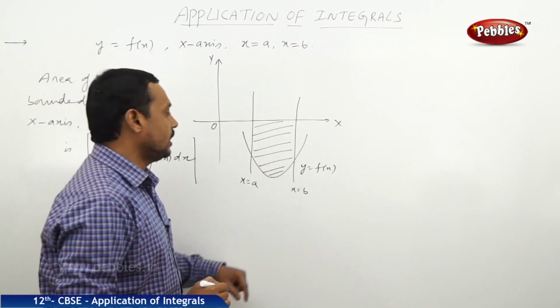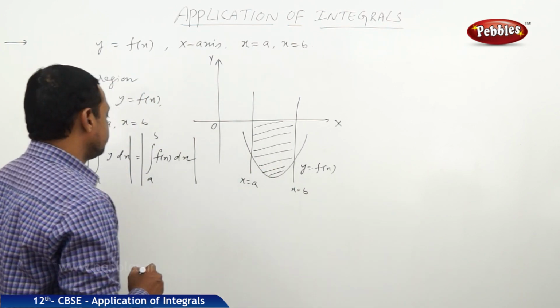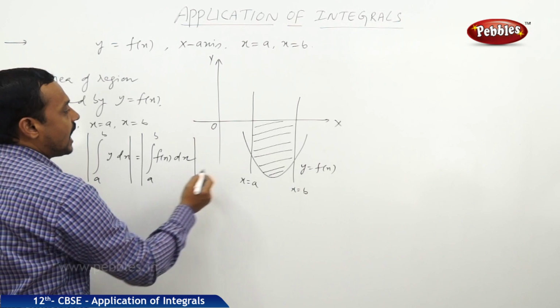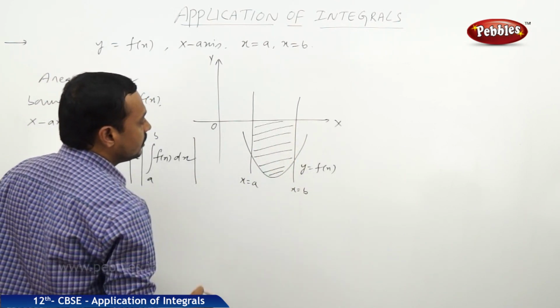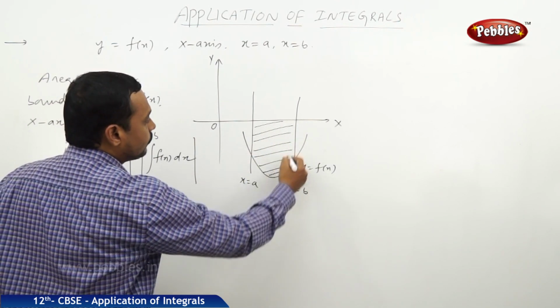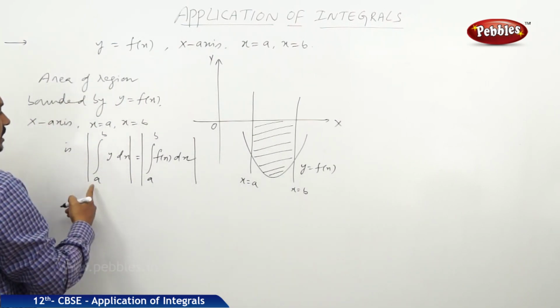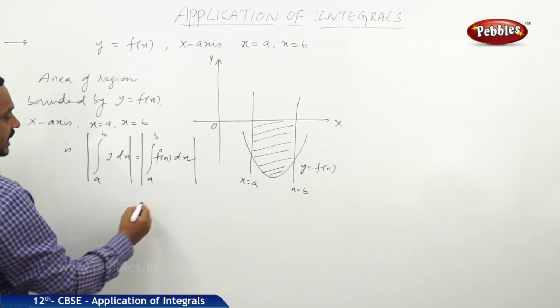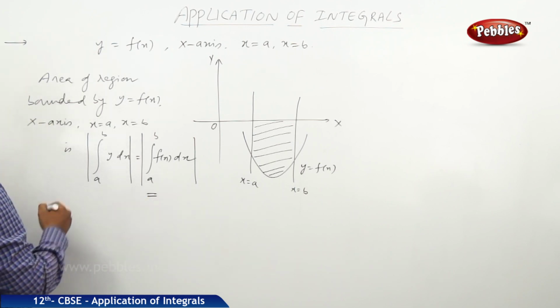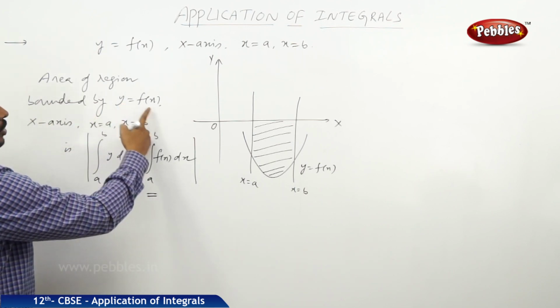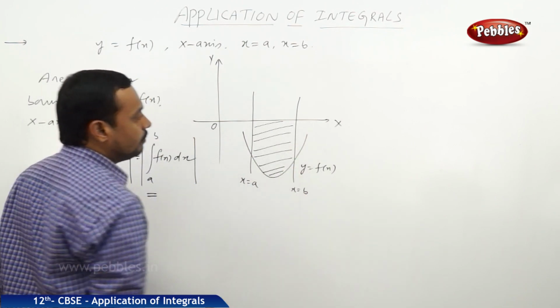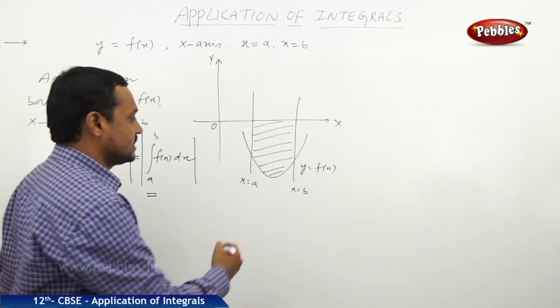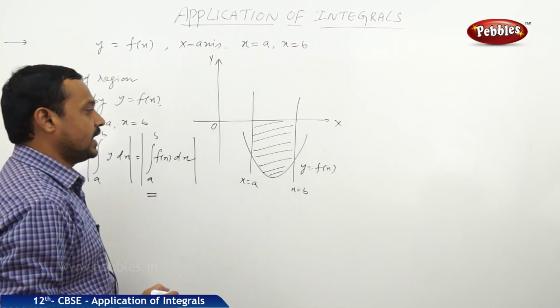Numerically the area is the same. So consider the absolute value of this integral, that is, modulus of integral a to b f of x dx. Now this is the area of the region bounded by the curve when the graph is completely below the x-axis between x equals a and x equals b.